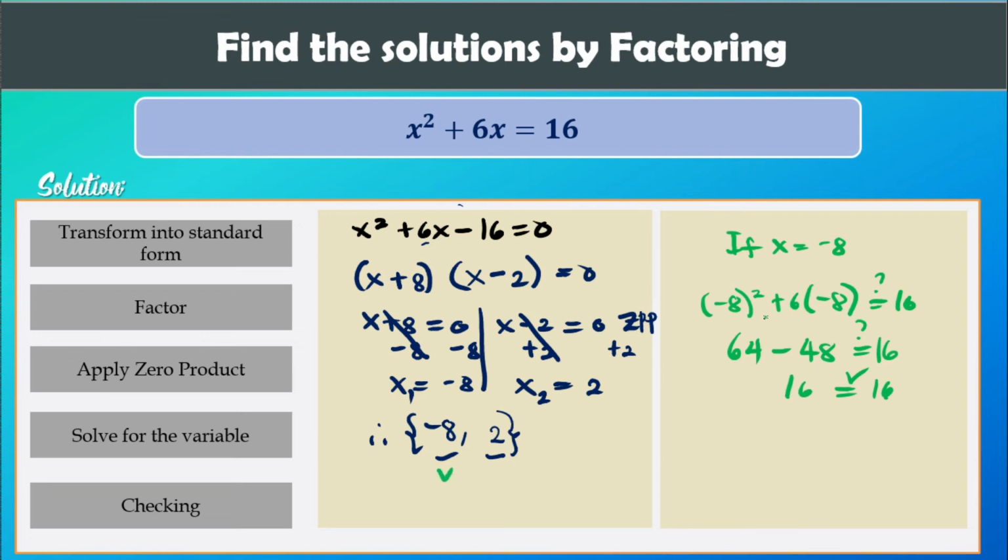So tama ito. If naman, x is positive 2. Substitute natin sa original equation. We have 2 squared plus 6 times 2 equals 16. Lagyan ng question mark. So, 4 plus 12 equals 16. Lagyan ng question mark again. So, 16 is equal to 16. So, ibig sabihin tama yung final answer natin. Therefore, the solution set of x squared plus 6x equals 16 is the solution set negative 8 and positive 2.